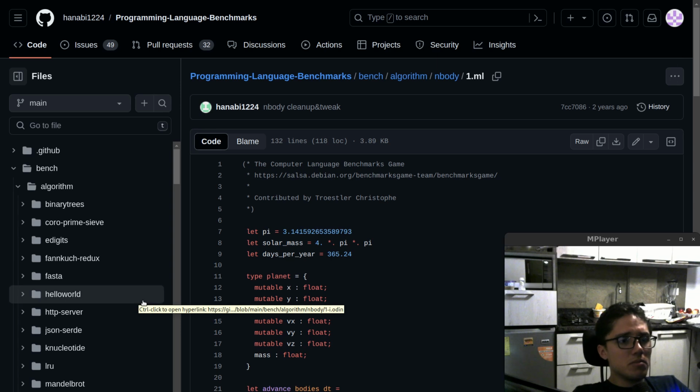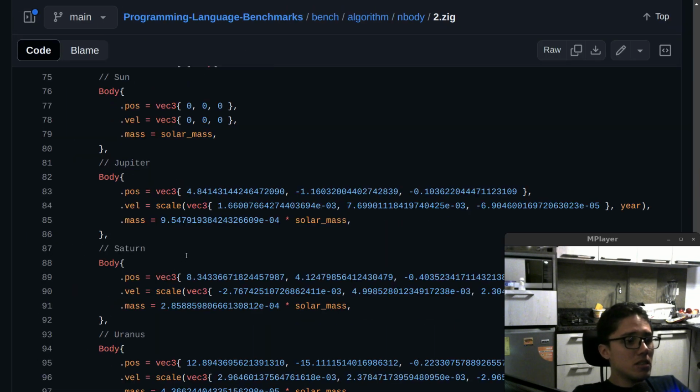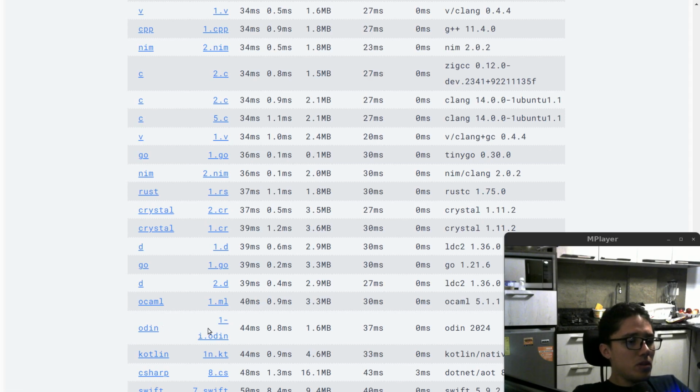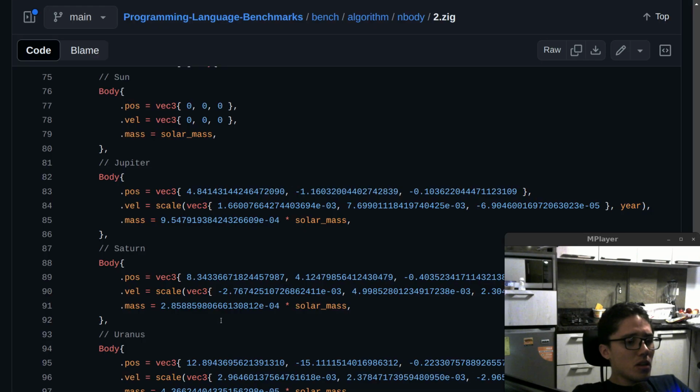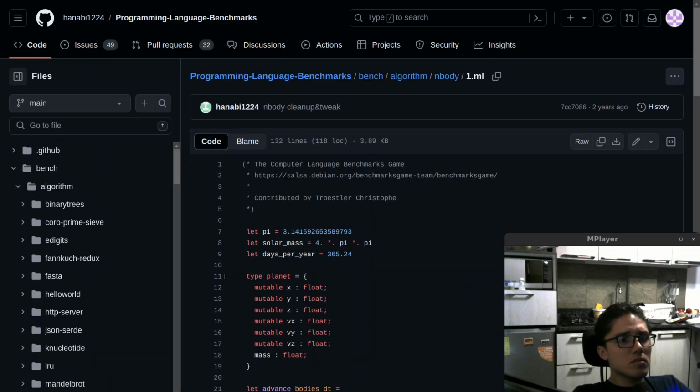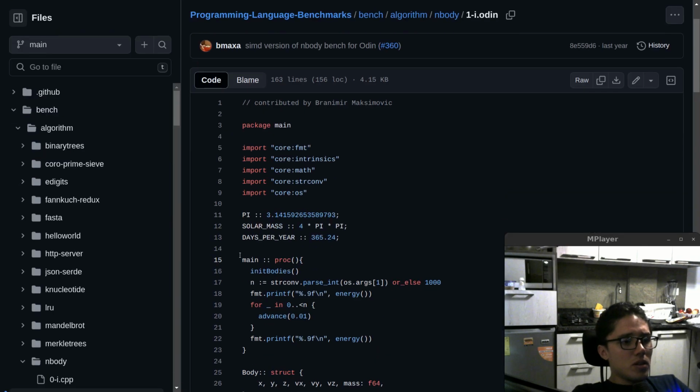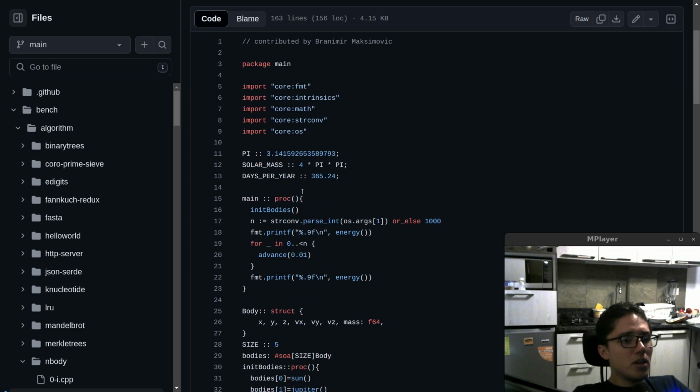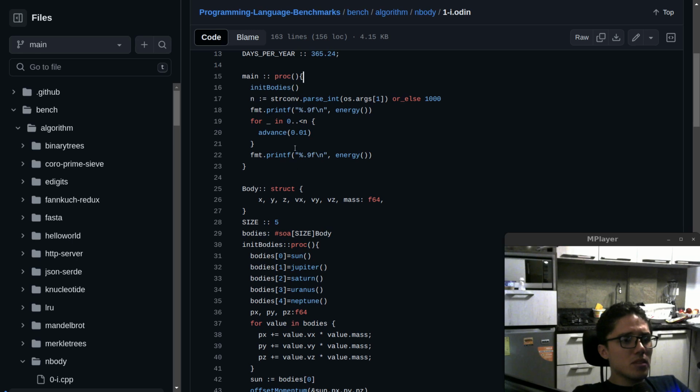1.odin. Okay. Again, never seen its source code. Odin 1.odin. Okay, so you import the core formatter, intrinsics, math, string comp, OS, pi, solar mass, days per year. Well, it's not bad, this way of defining, I think. What's this? Is this a constant? A way of defining constants? Again, here these double colon or proc. It's not bad.